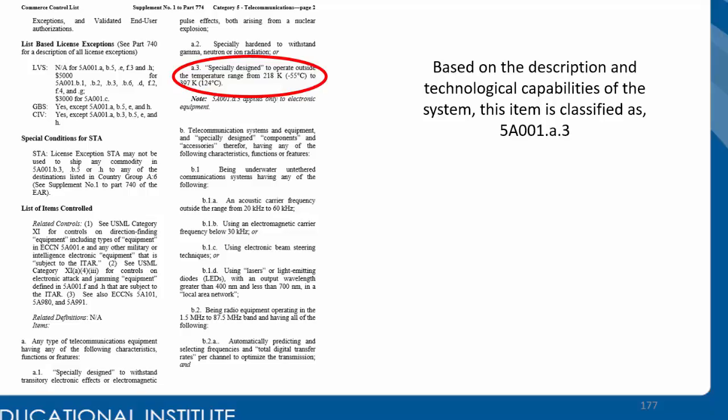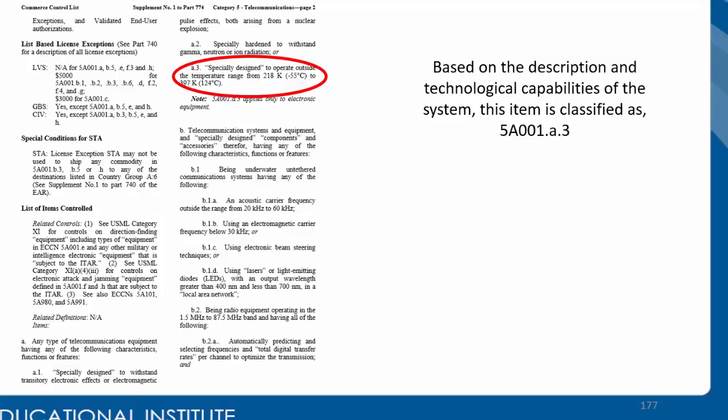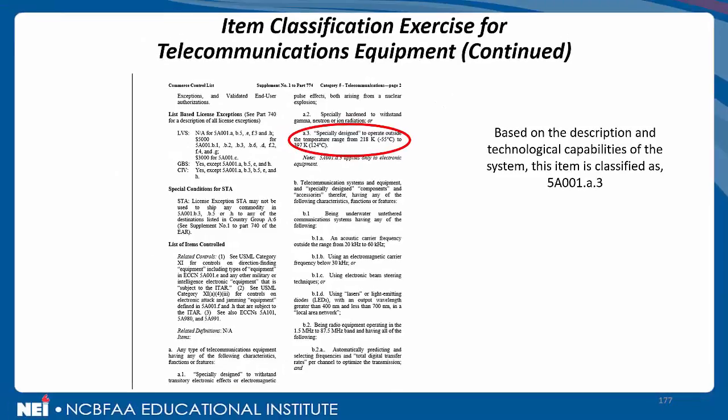So we know through the product description, through the technical understanding of our item, that we show up here. So we are indeed shown as an ECCN citation, and as you'll note on the right-hand side, based on the description and technological capabilities of the system, this item is classified as 5A001.A.3. So we went from the very general to the very specific to classify.